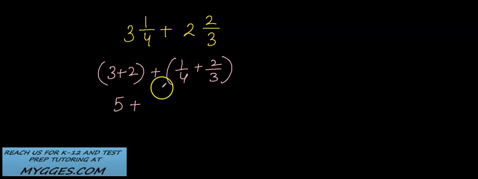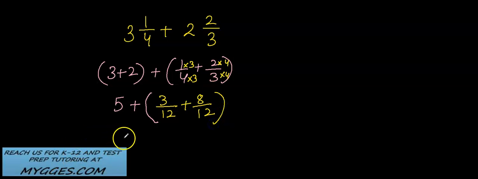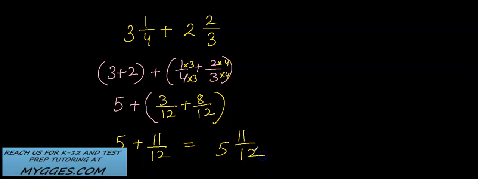And then for 1/4 and 2/3, we do the same by using the cross multiplication method. We multiply the first fraction by the denominator of the second fraction and vice versa. So this would be times 4. So 3 over 12 and 8 over 12. So that would be equal to 5 plus 11/12, and that gives us 5 and 11/12.